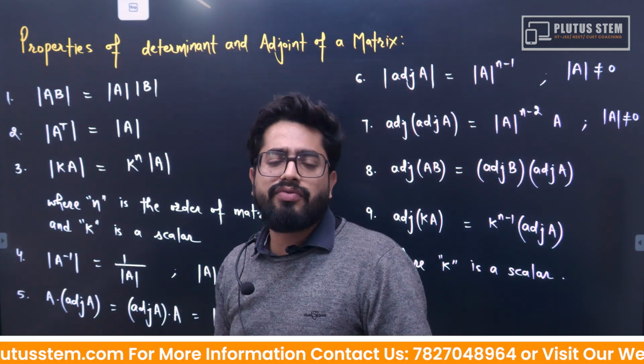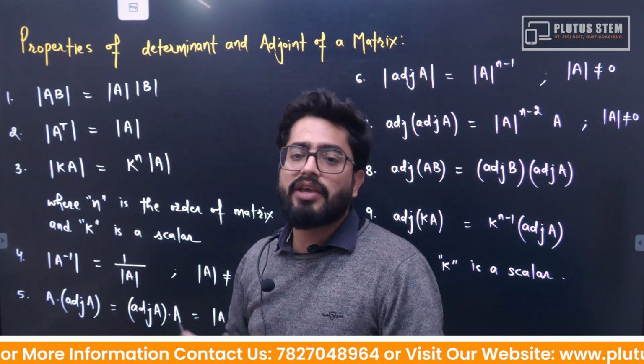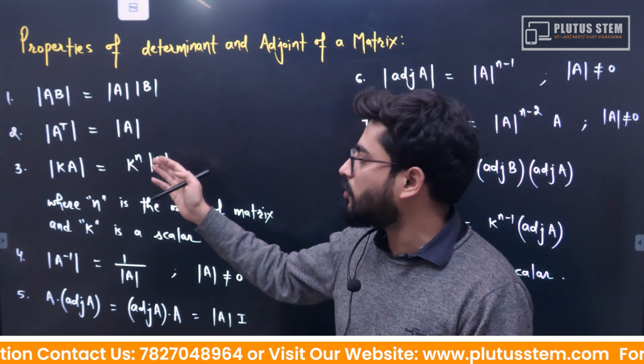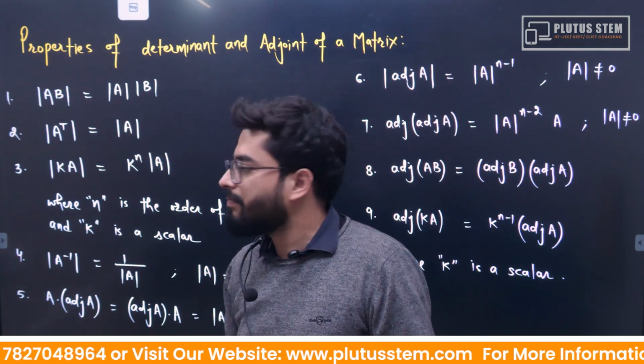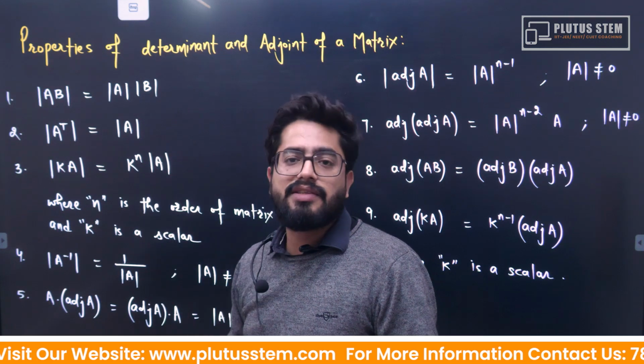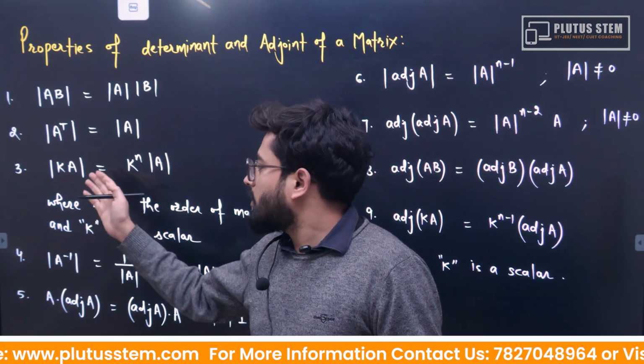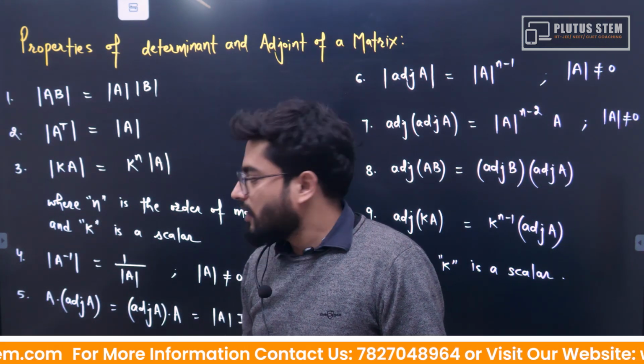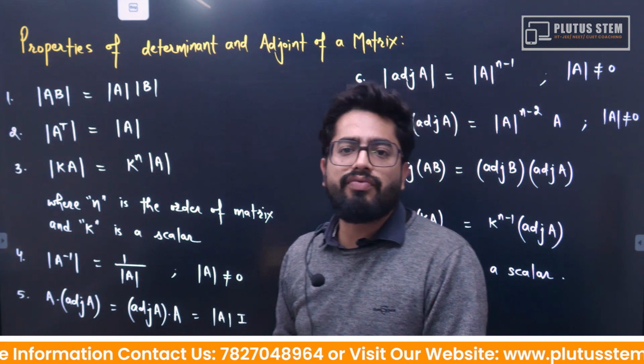Next is determinant of K into A, that is K to the power n times determinant A, where n is the order of the matrix and K is any scalar.